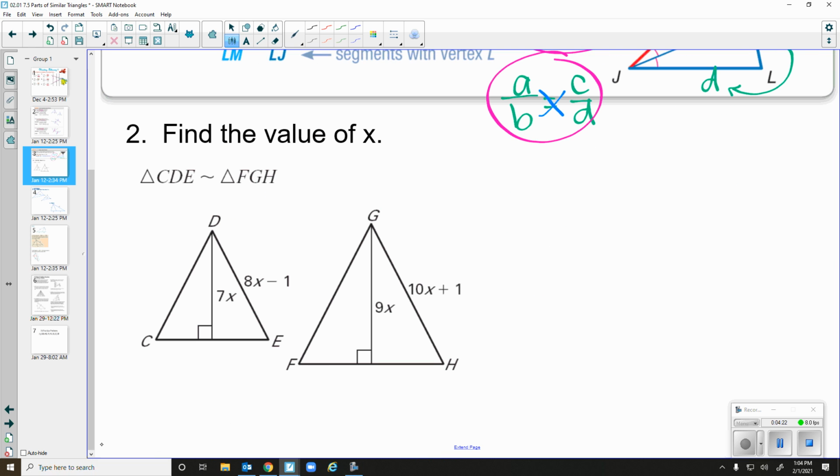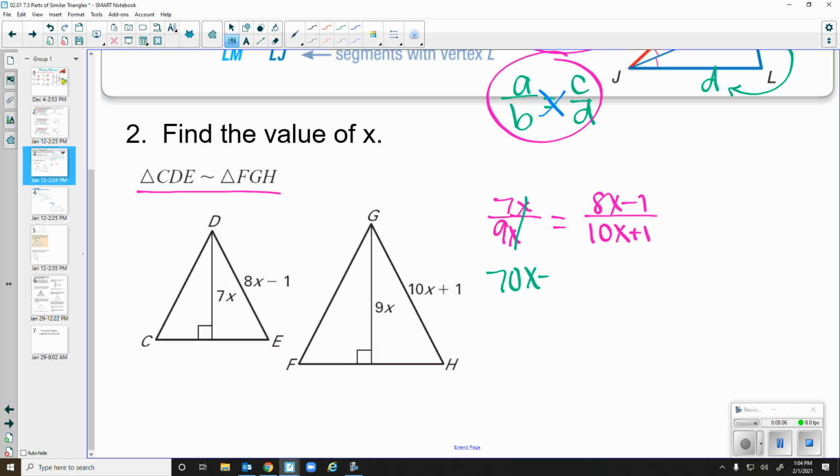Okay. So if we look at this one, we're solving for x. Our 2 triangles are similar. Wonderful. What's that special segment marked on here? Altitude. All right, so altitudes, medians, and angle bisectors, those 3 have the same proportion if we have similar triangles. So we get to write that 7x over 9x, and then 8x minus 1 over 10x plus 1. Before you solve it, simplify it. That way we don't have to worry about solving a quadratic.